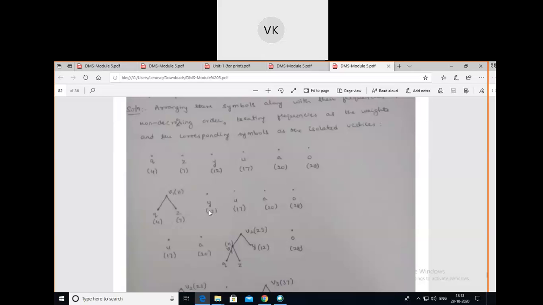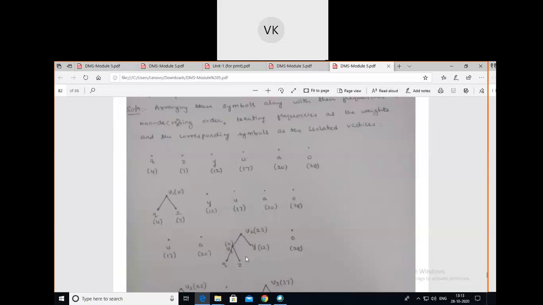I am going to club v1 and y. Here you see v1 and y I am clubbing together and getting the new node here. I am going to label the new node v2, because already I have taken v1, no. So next I am going to take v2, okay.